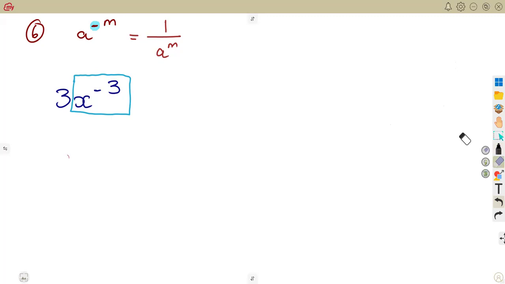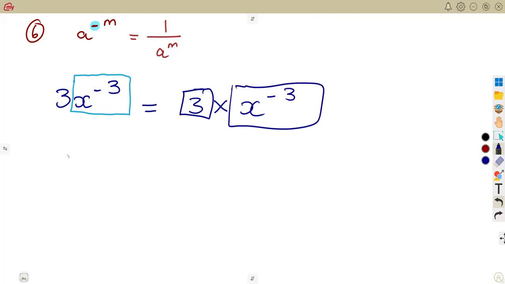Remember, if I write AB, it simply means A times B. So using this concept, we can simply see that this part is the same as 3 times this part here, the one that is carrying a negative. So it's 3 times x to the exponent of negative 3. You can separate it. 3 is a number on its own, and this one on its own.